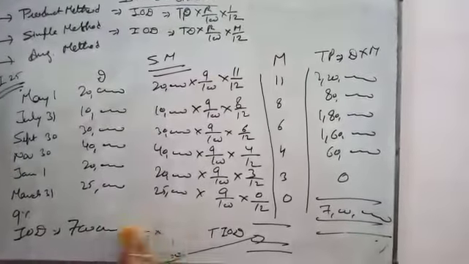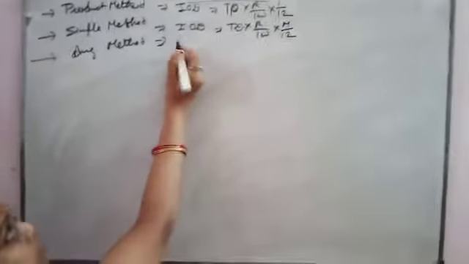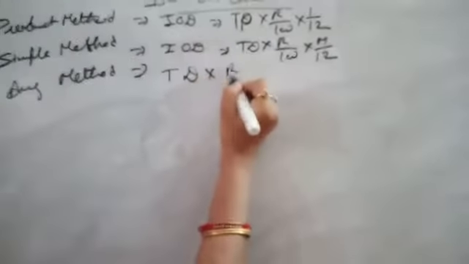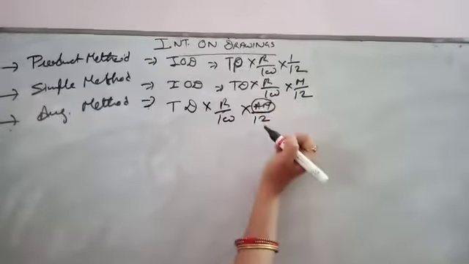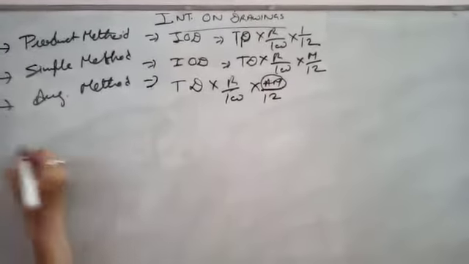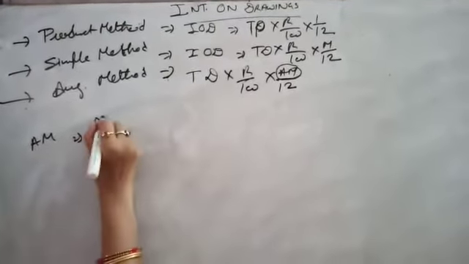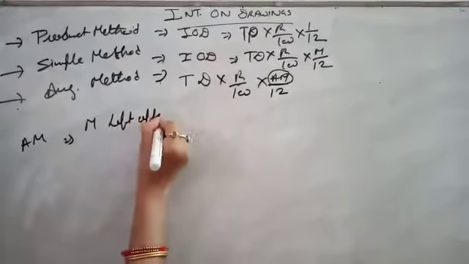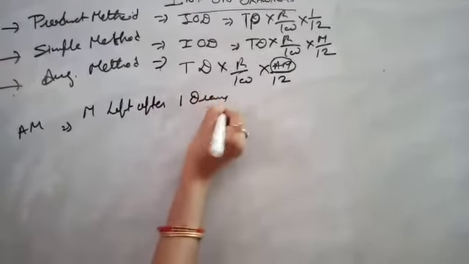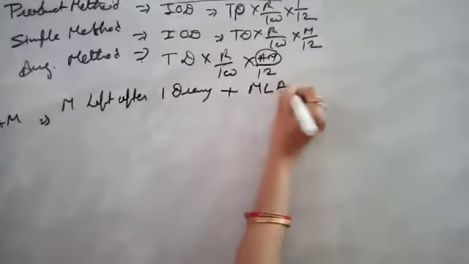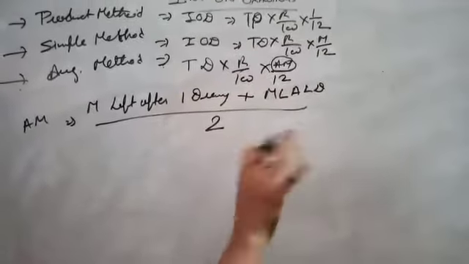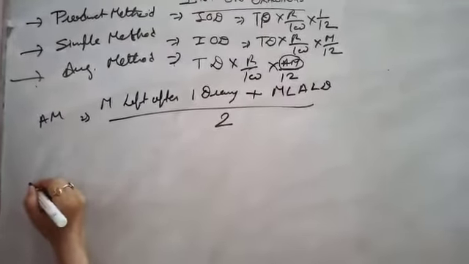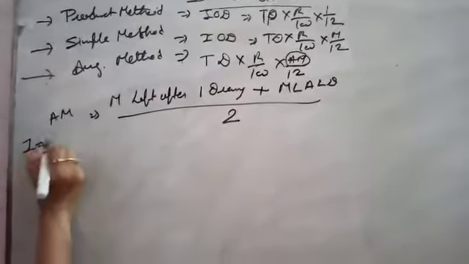Okay, so now the third method is the average method. The formula in the average method is total drawing into rate by 100 into average month divided by 12. Here the main point is the average month. How to calculate the average month? Average month is equal to months left after first drawing plus months left after last drawing, divided by 2. Then we will get the average month, otherwise the formula is the same. So this will be clear with the help of illustration number 26.